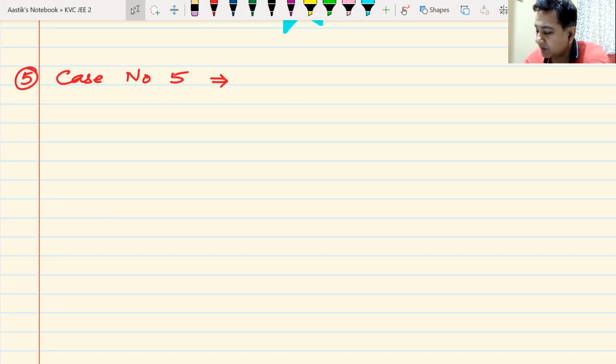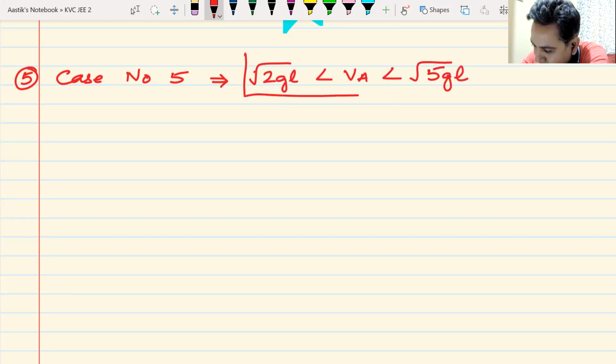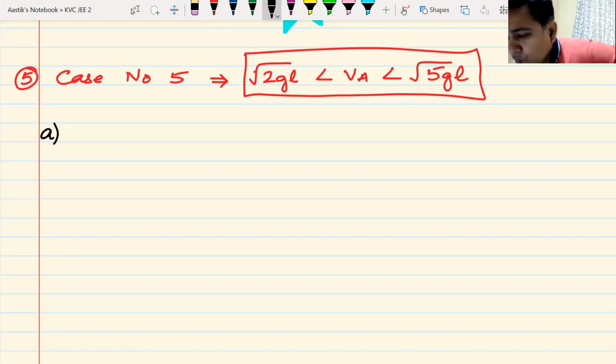Then comes a case where root over 2GL is less than velocity at point A is less than root over 5GL. Do we understand this case? If it is exactly root 2GL, it only reaches point B. If it is exactly equal to root 5GL, it goes to the highest point.